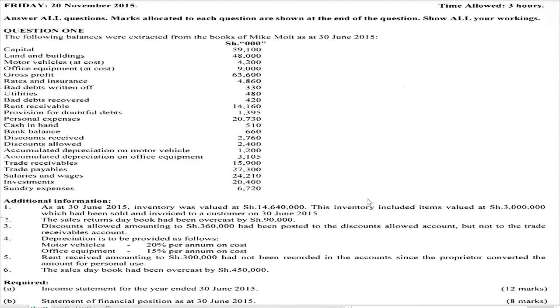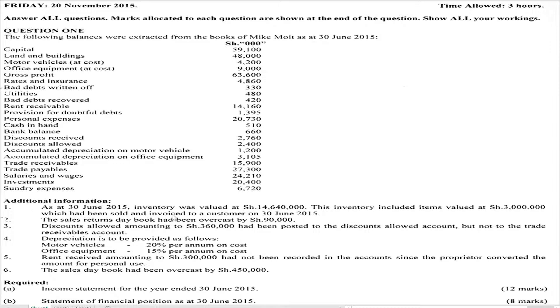So in our additional information, we are told that as at 30 June 2015, inventory was valued at 14,640,000. This inventory included items valued at 3 million, which had been sold and invoiced to a customer on June 30th, 2015. So we are going to do some of the adjustments under this additional information.